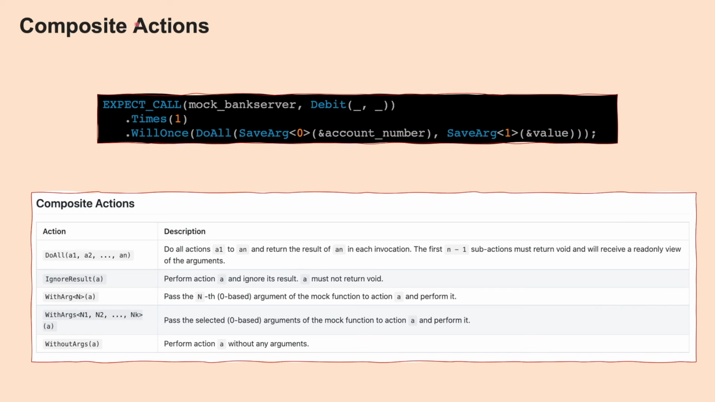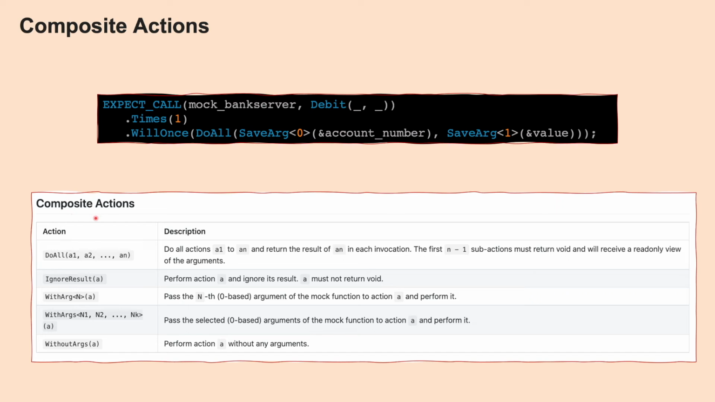Up next, composite actions. We have already seen the do all composite action to specify that two actions should be called as a result of this mock method's call. So here I'm saying once debit was called with any parameters, take the first parameter, argument 0, and store it inside the variable called account number. So I'm saving argument 0 inside this variable. And here I'm saying save argument 1, which is this one, inside this variable. And do all just means do both of these two actions.